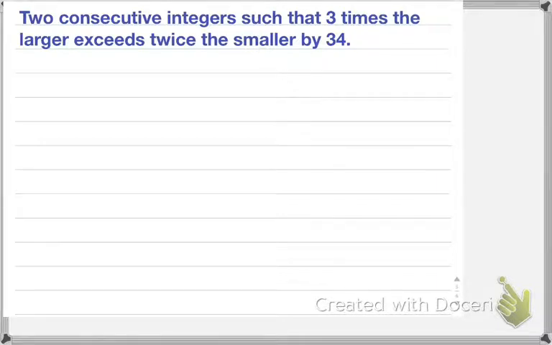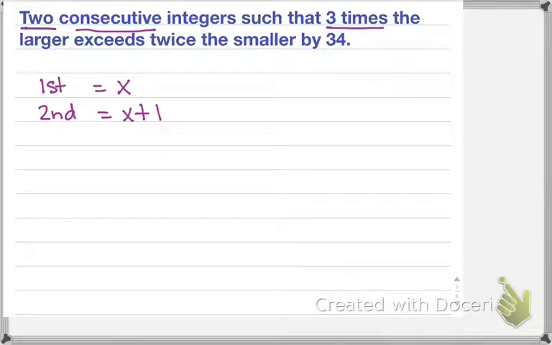This is our last one, 2 consecutive integers. So we're looking for 2 numbers, and they're consecutive. Doesn't say anything about odd or even. So we know we're looking for our first one, and we're looking for a second one. We always call our first one x, and then because they're consecutive, this is x plus 1. So it says we're looking for the 2 such that 3 times the larger, which is going to be the biggest one. Well, x plus 1 is the biggest one. So 3 times the larger one is, or exceeds, that means it's bigger already itself, twice the smaller by 34.